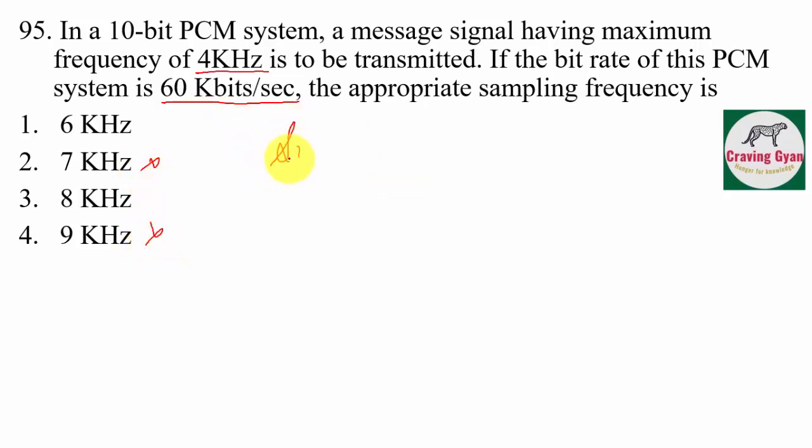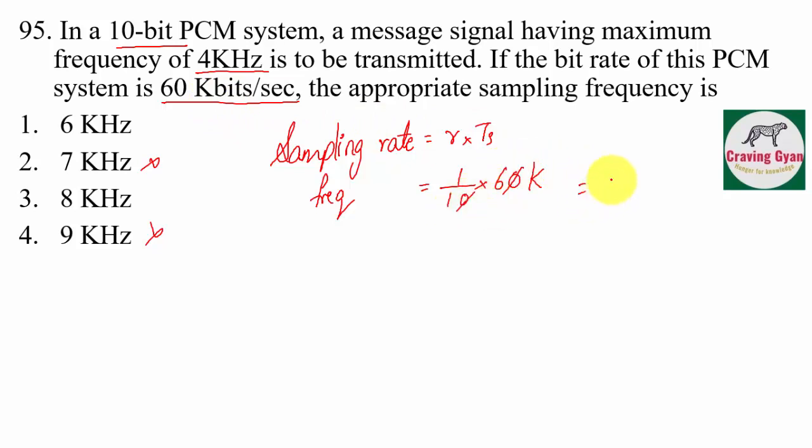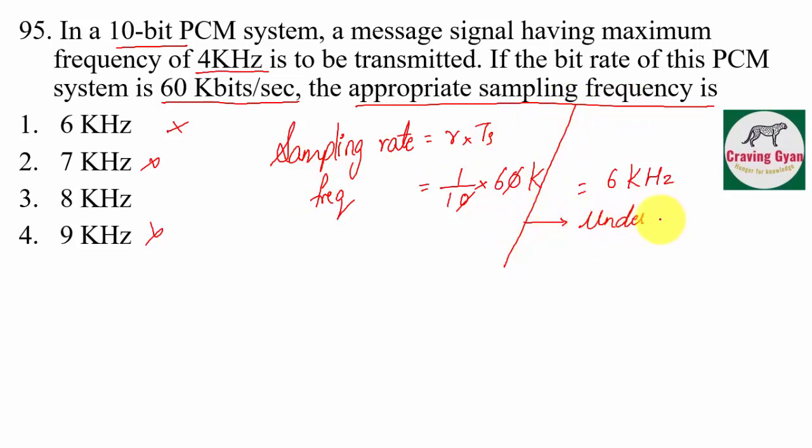If I am talking about a sampling rate, the bit rate is given by R times Ts, where Ts stands for the sampling time interval. If I want to calculate in terms of frequency, it is 1 divided by 10, because it is 10-bit PCM, multiplied by, if I am taking an inverse of this, Ts inverse will be 60 kilobits per second, so it is 60k. Now what I am getting is 6 kilohertz, right? But what they are asking is the appropriate sampling frequency. If I am talking about sampling frequency, we have 3 variants of sampling frequency. The first one is undersampling, the second one is Nyquist sampling, and the third case is oversampling.